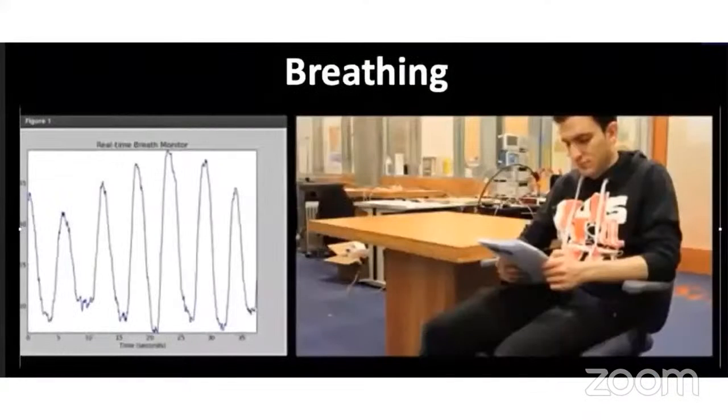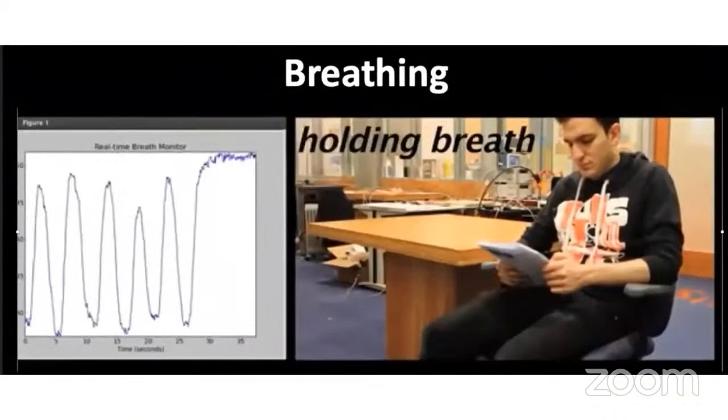Now, breathing: you can also be sitting in a library or in the office or in a classroom, reading something and breathing normally. And that sensor that detects breathing will send that data to a device that will analyze your breathing pattern. This is a normal pattern. If the person is holding his breath, what will happen? His breathing pattern will change, will be fixed. It will not oscillate like a sine wave.